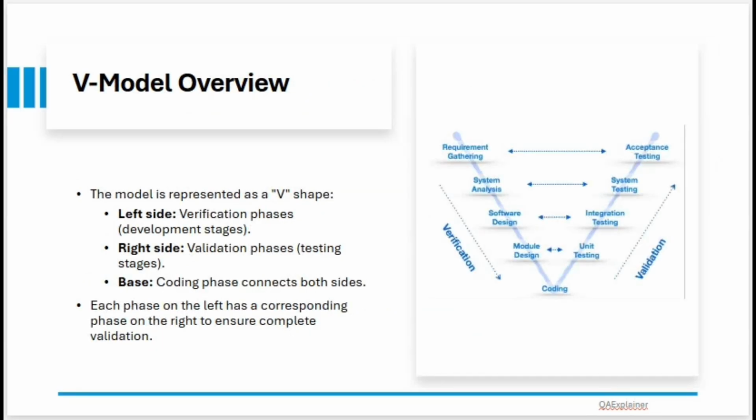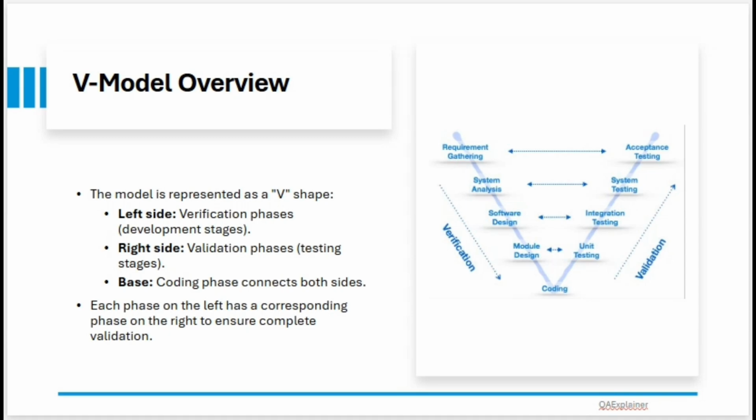It is like a V shape. That's why it is called the V model. Here the left side represents the verification processes, and the right side represents the validation processes. And here one base thing is there, that is our coding. This base phase connects these two things, verification and validation.